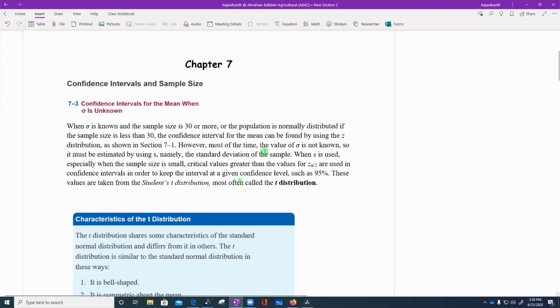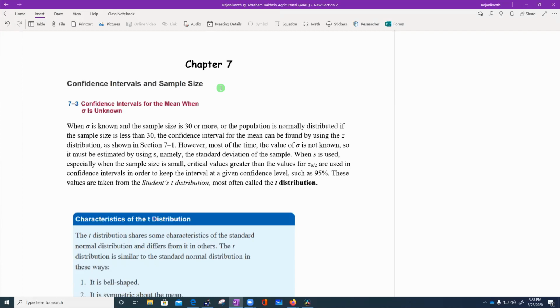Okay, so let's move to 7.3. This is finding the confidence interval for the mean when sigma is unknown. Remember, in the previous section 7.2, we were able to find the confidence interval for the mean when sigma is known. Now the second case is finding the confidence interval for the mean when sigma is unknown. If sigma is unknown, what kind of formula are we going to use here?